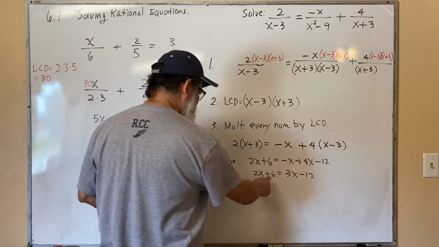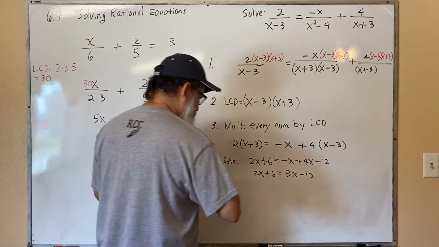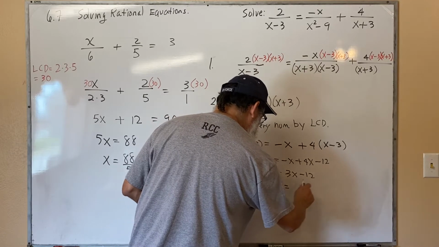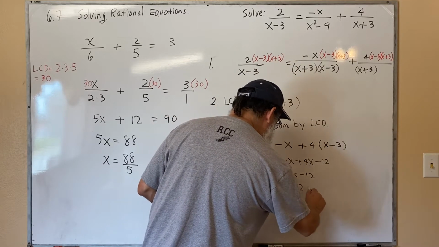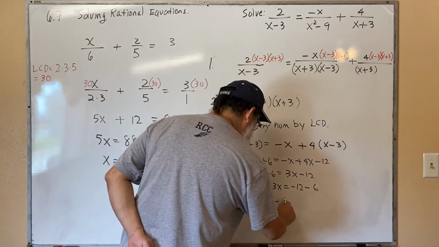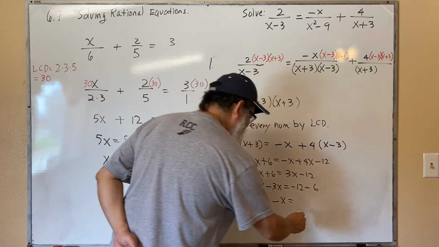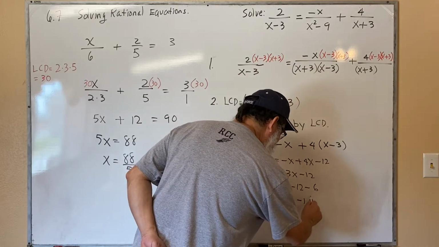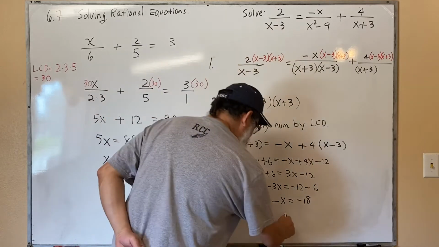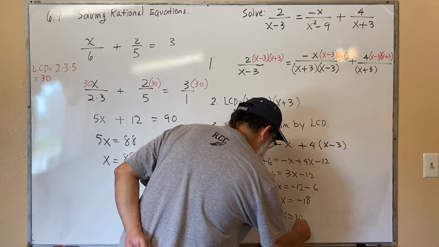Bring this to the left and bring this to the right. So 2x minus 3x equals negative 12 minus 6. So negative x equals negative 18. So x equals 18.